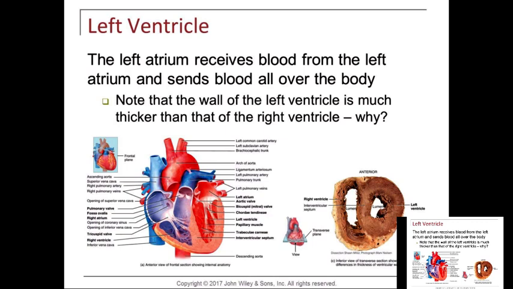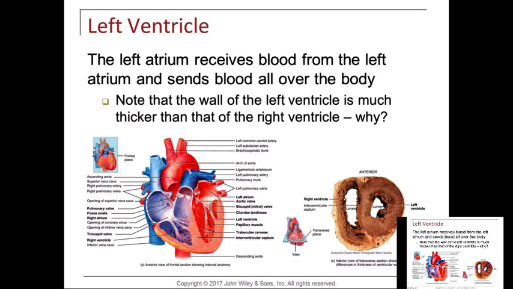Note that the wall of the left ventricle is much thicker than that of the right. So if you look at this picture, this is a bird's eye view. Here's the lumen of the left ventricle, here's the lumen of the right, but look at the thickness here. Right? Look at the thickness of the muscle. So why is the thickness of the left ventricle so much thicker than the myocardium of the right?